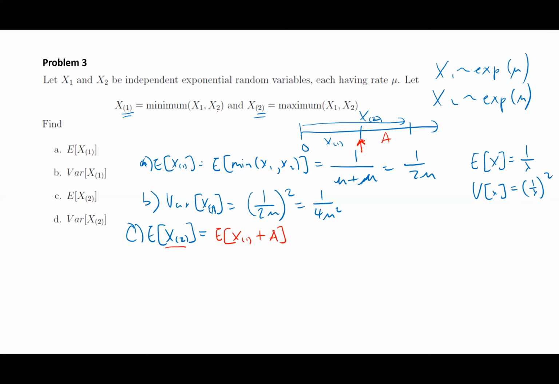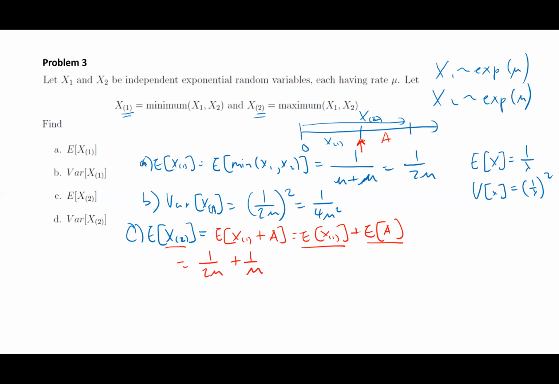So we can rewrite this as the expected value of X(1) plus the expected value of A. We already have this portion from part A, so I know that's going to be 1 over 2 mu. Right after that happens, the expected value of A is whichever is left over. It could be X1 or X2 that's left over. They're both mu, so the expected time is just 1 over mu. And that's my answer.